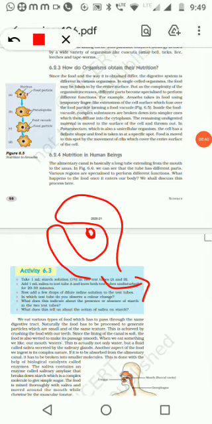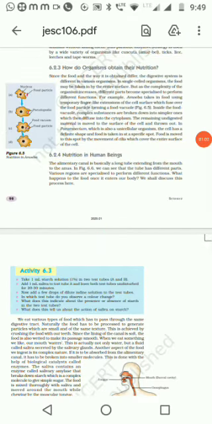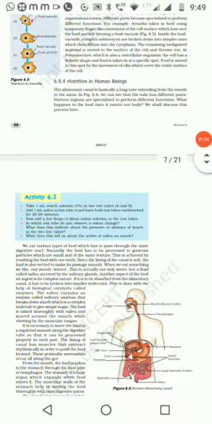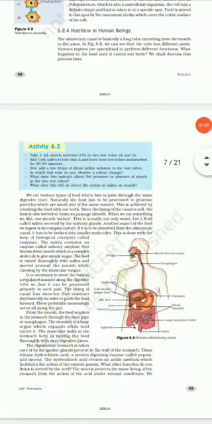In paramecium, which is again a unicellular organism, the cell has a definite shape and the food has a specific spot. So in a paramecium, the food enters through a specific spot. Okay, the cell has a definite shape and it has a specific spot, and the food is moved to the spot by the movement of cilia, which cover the entire surface of the cell. Next, coming to nutrition in human beings.